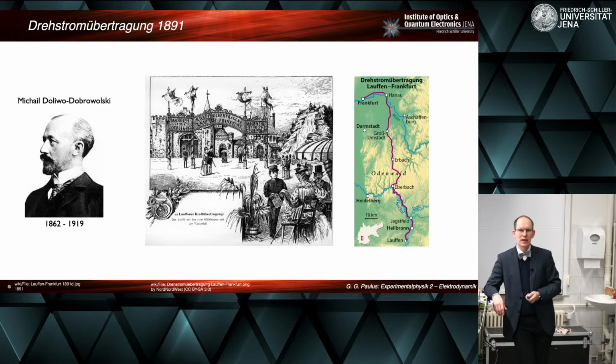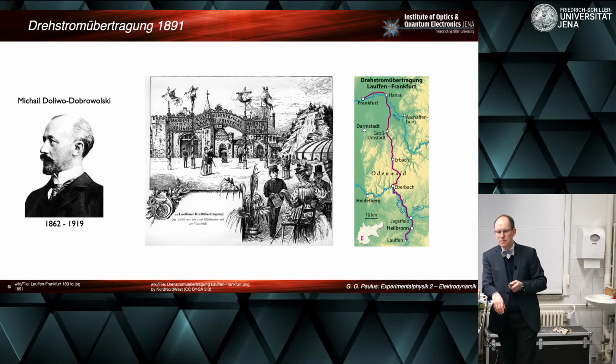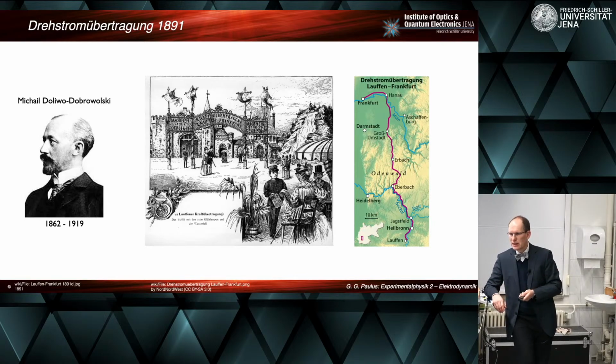three-phase electricity. So he led the project of the first three-phase electricity line from Lauffen, which is a small place where they produced hydropower, right? And then this electricity was transported over more than 100 kilometers to Frankfurt, and they illuminated some fair there, and this was spectacular. It was quite efficient, this electricity transportation.